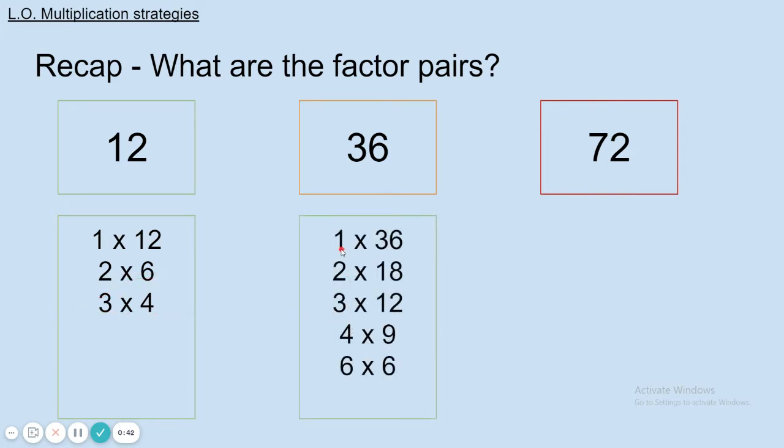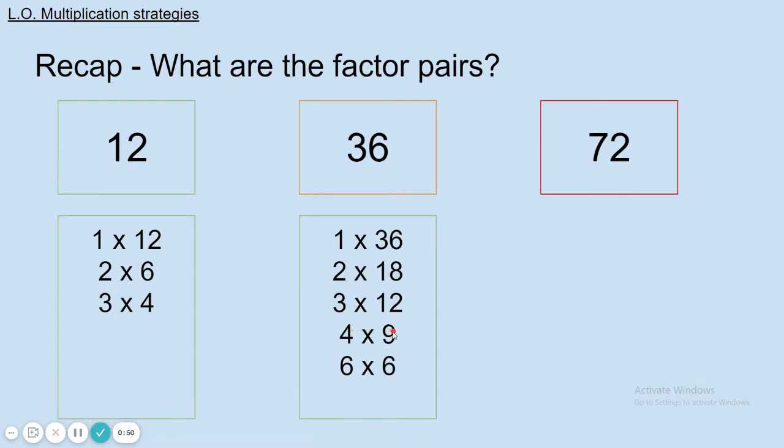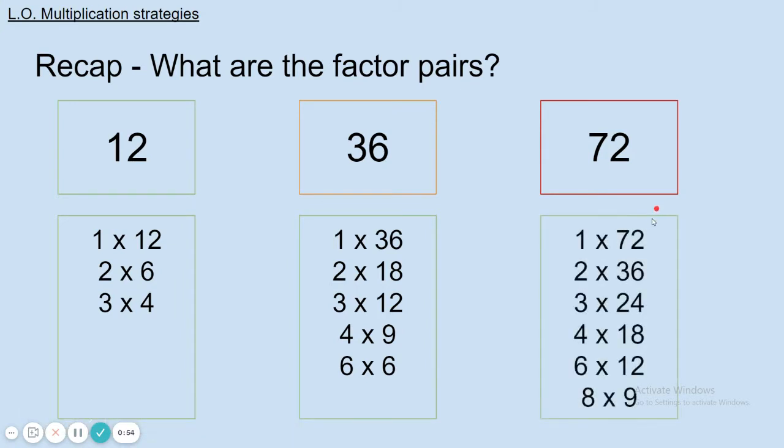36, quite a lot here. So remember, we're doing the towers, working down consecutively. So 1, 36, 2 18s, 3 12s, 4 9s, and 6 6s. And 72. Wowza. Look at all of them. Did you get all of them? That's quite a lot. Well done if you did. Give yourself a pat on the back.